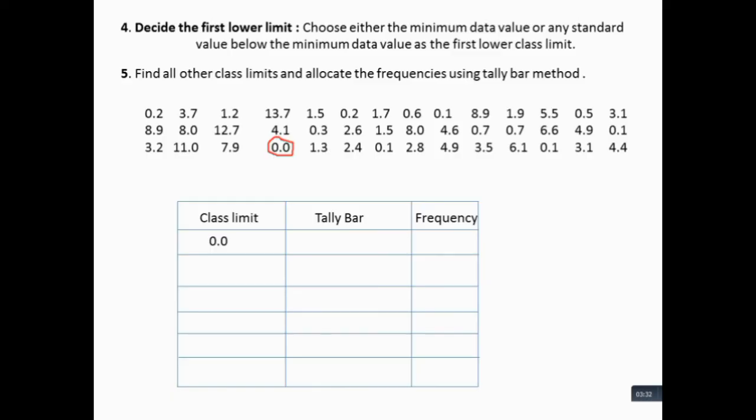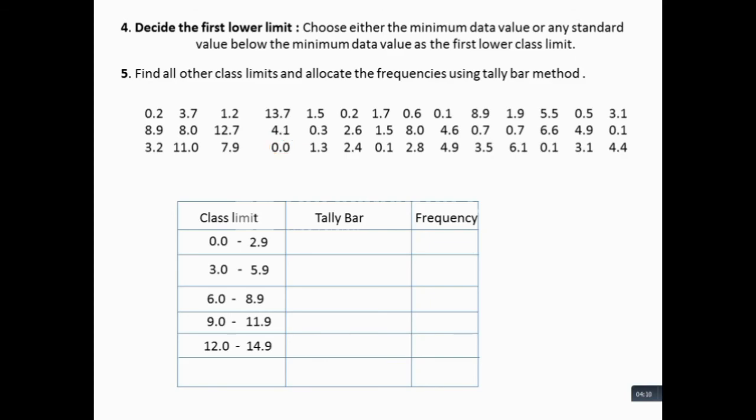The lower limit of the second class can be obtained by adding the size of interval, which is equal to 3. So the lower limit of the second class is equal to 3. Now we come to the upper limit of the first class, which will always be the previous value of the lower limit of the second class, which is equal to 2.9. Next, you just add the size of interval 3 successively in lower limits as well as in upper class limits to find out the remaining class limits.